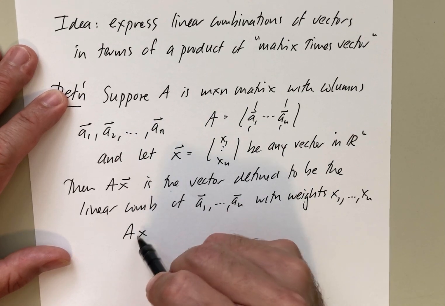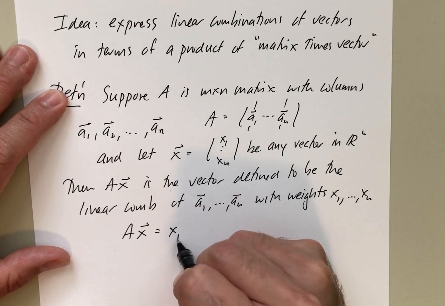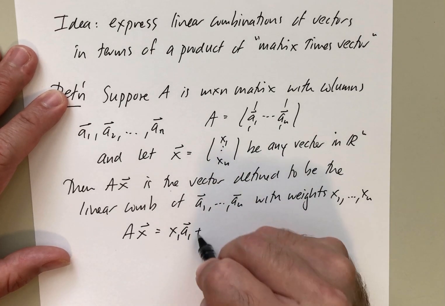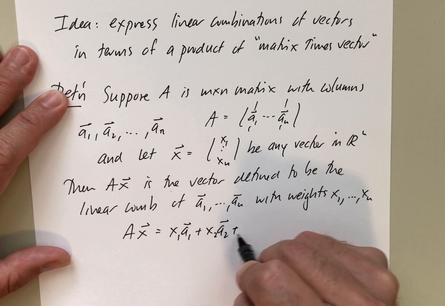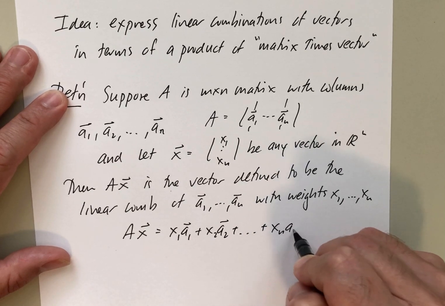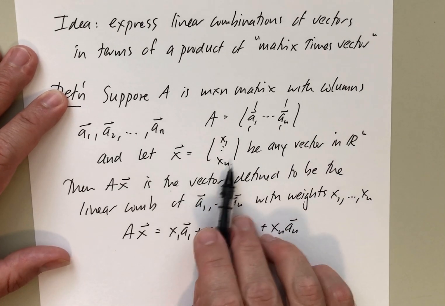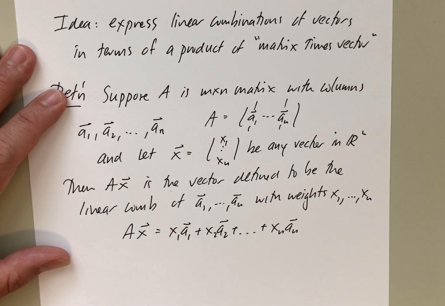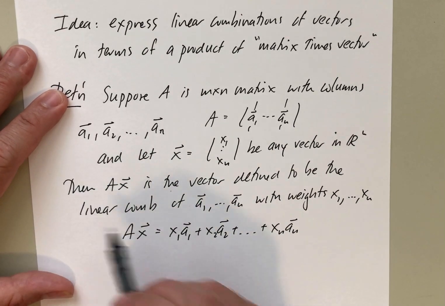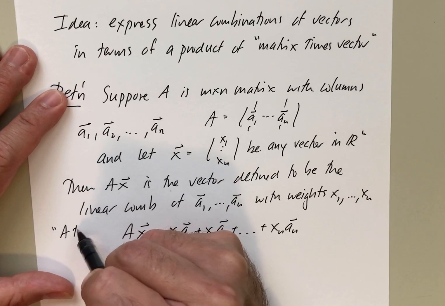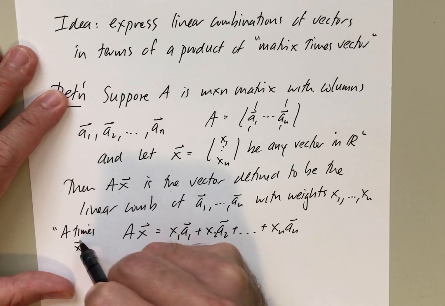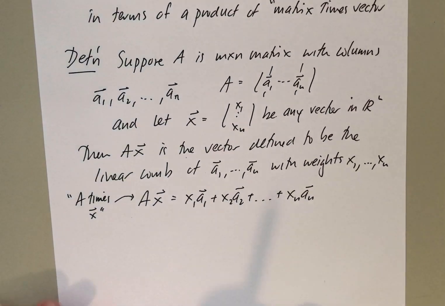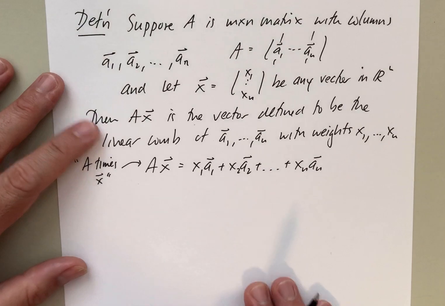So in symbols, what this means is Ax equals, well, I take x1, the first entry of the vector, and I scale A1 by that. I do it for the second column, and so on. The last vector will be the last entry of x scaling the last column of A. I add those all up, I get a new vector. So I call this A times x, right? That's what I mean when I write that, this concatenation. I'll show you an example in a second.